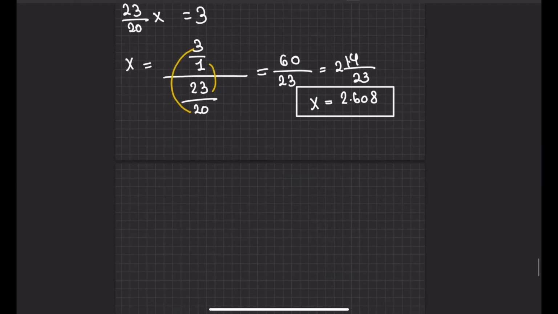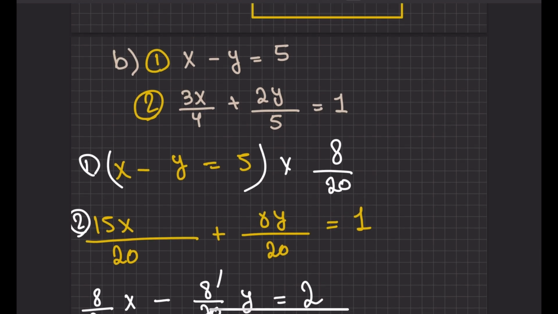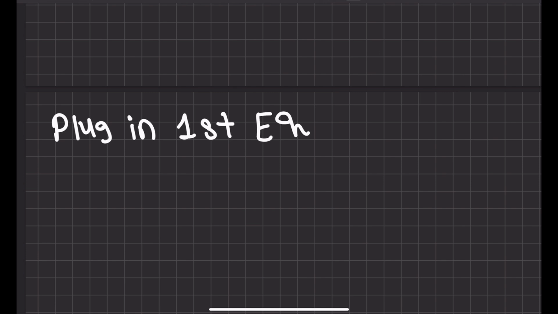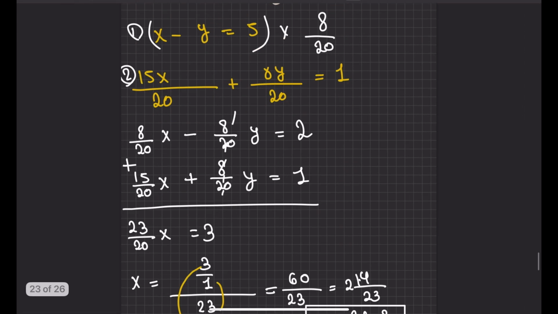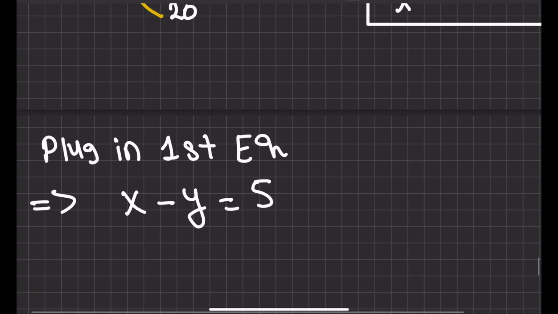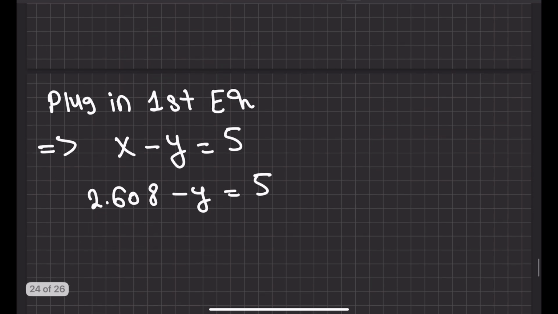What we have to do is plug this into either the first or second equation, the original format. I'm going to use the first equation because I don't want to deal with fractions. So I'm going to write down: plug in first equation. The first equation is x minus y equals 5, and our x was 2.608, so 2.608 minus y equals 5.